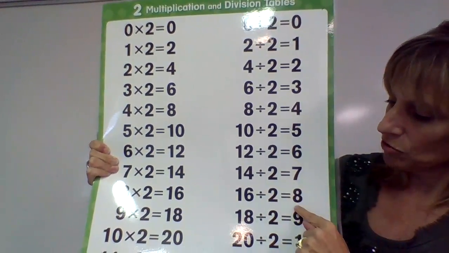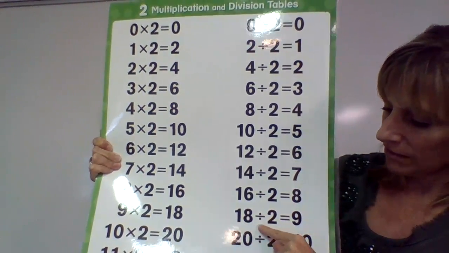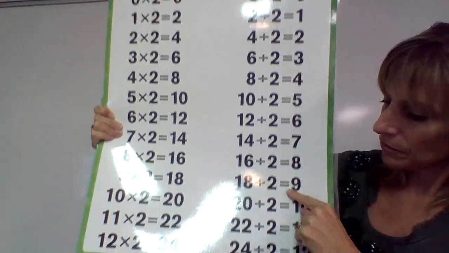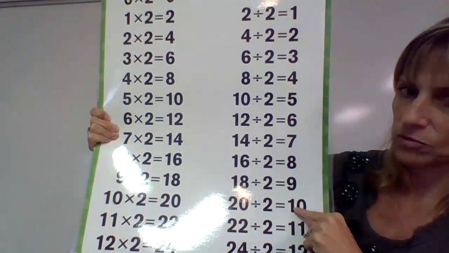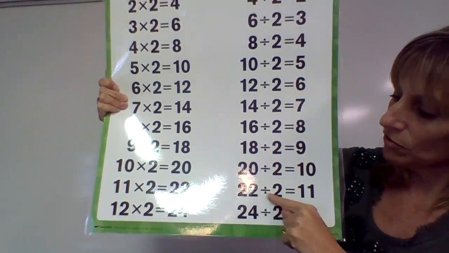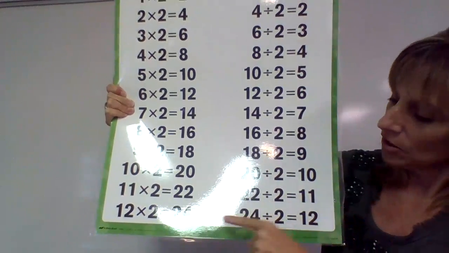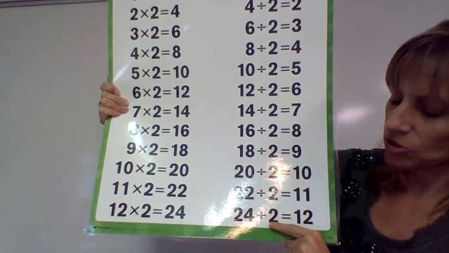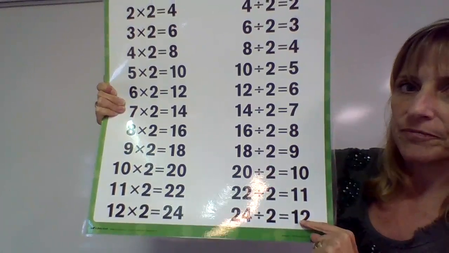16 divided by 2 equals 8. 18 divided by 2 equals 9. 20 divided by 2 equals 10. 22 divided by 2 equals 11. 24 divided by 2 equals 12.